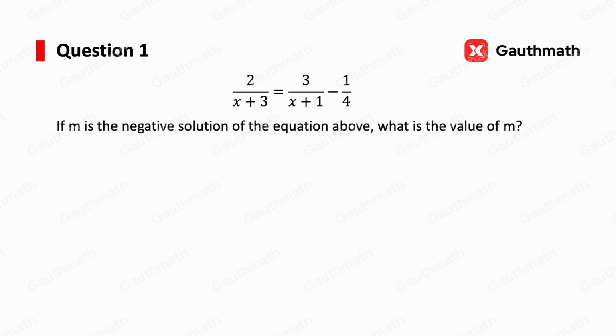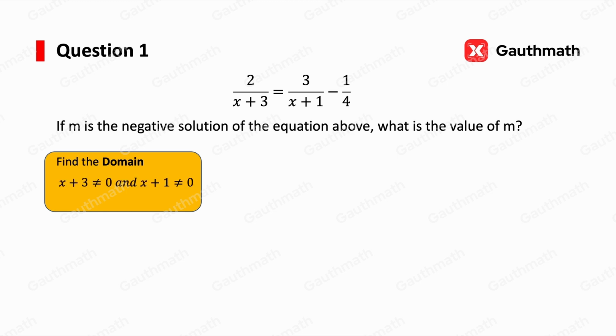Let's do one question together. If m is the negative solution of the equation above, what is the value of m? And the equation is 2 over x plus 3 equals 3 over x plus 1 minus 1 over 4. So the first step is to find the domain of the equation. x plus 3 cannot equal 0, and x plus 1 cannot equal 0. So x cannot equal negative 3, and x cannot equal negative 1.